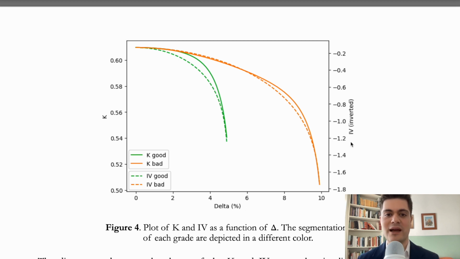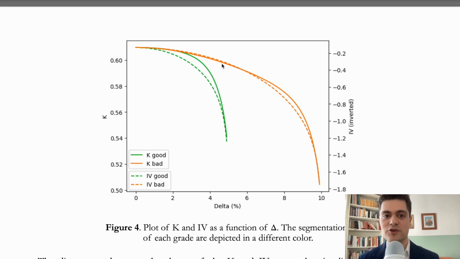Let's focus on what happens when we split the good grade. For small values of delta, the decrease in capital requirements is barely noticeable. However, IV increases right from the start. For higher values, the K curve starts to pick up and ends up meeting the IV curve. In contrast, for the bad grade, the K curve and the IV curve move more closely together.